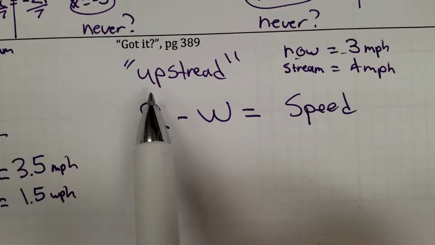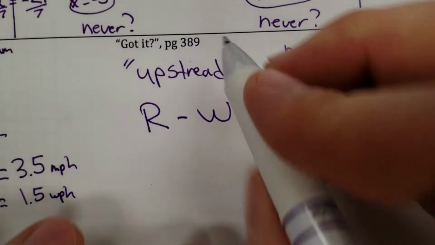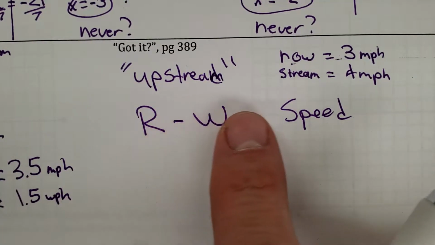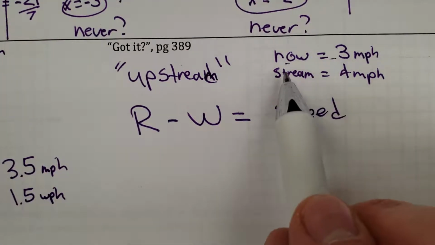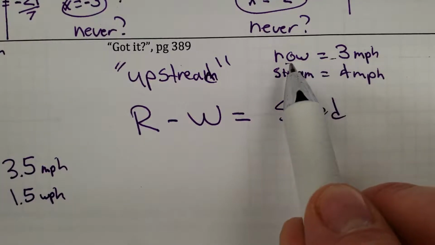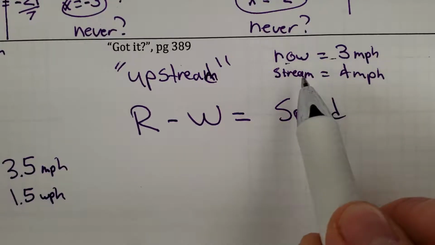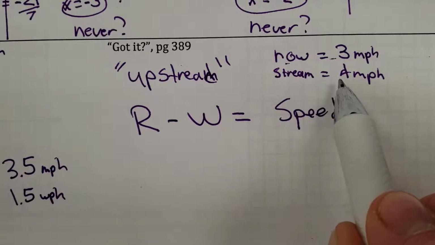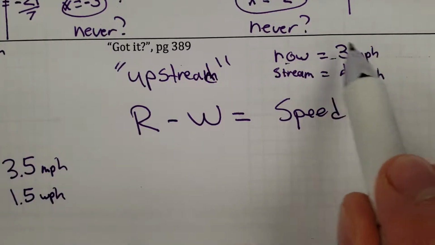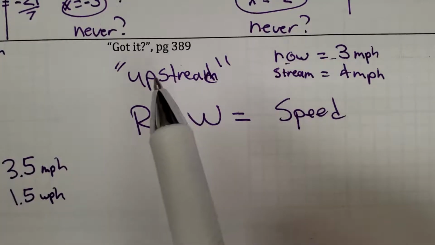It gives you just a straight up upstream question. Upstream. Wow, where did the D come from? That was really weird. Upstream. It says you, the human, can row 3 miles per hour. At your fastest, you can row 3 miles per hour. But the stream is moving at 4 miles per hour.